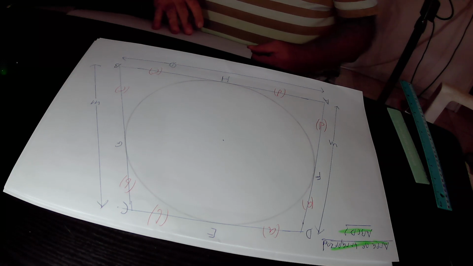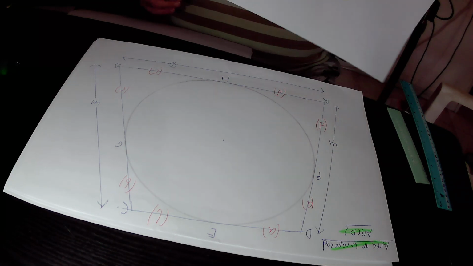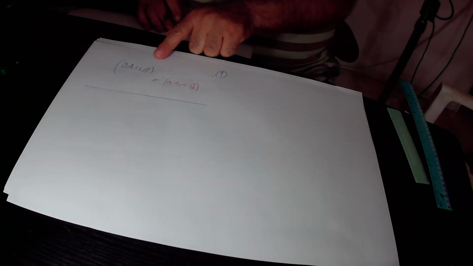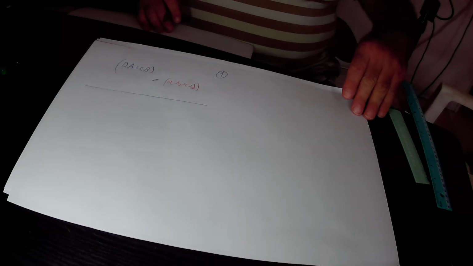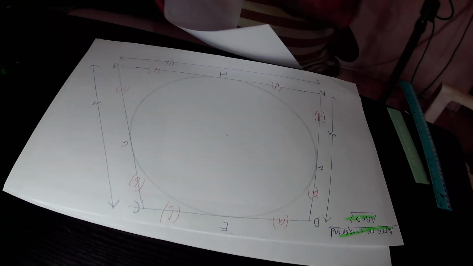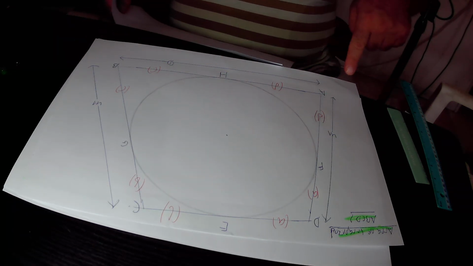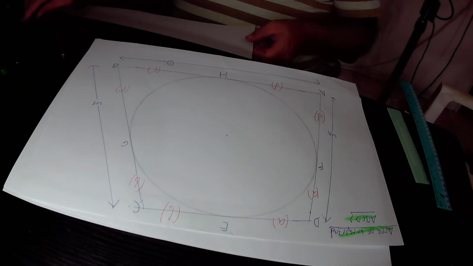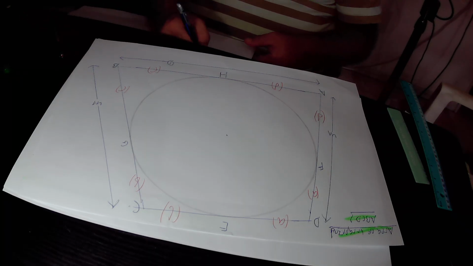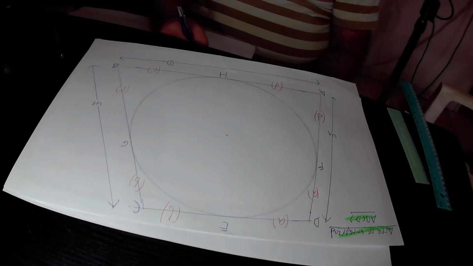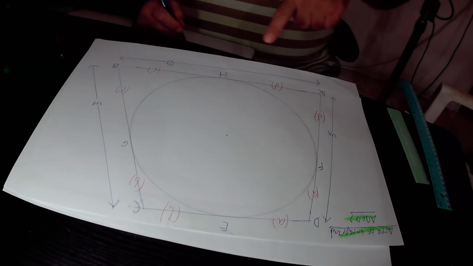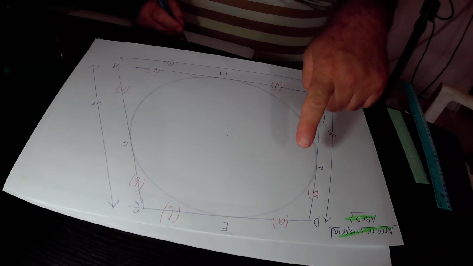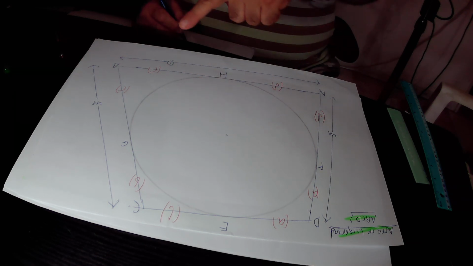And again, we should find out that side DA plus the opposite side CB is equal to A plus B plus C plus D. Likewise, we will add side DC to the opposite side AB. DC plus AB in total equals A plus B plus C plus D.